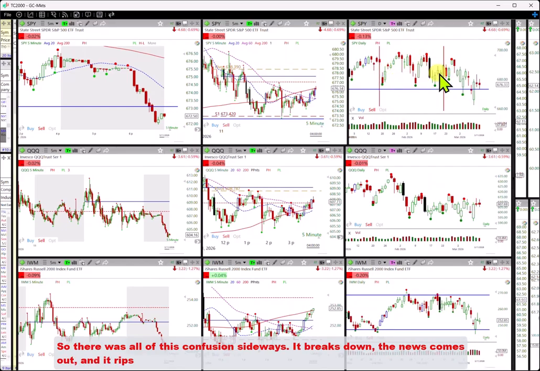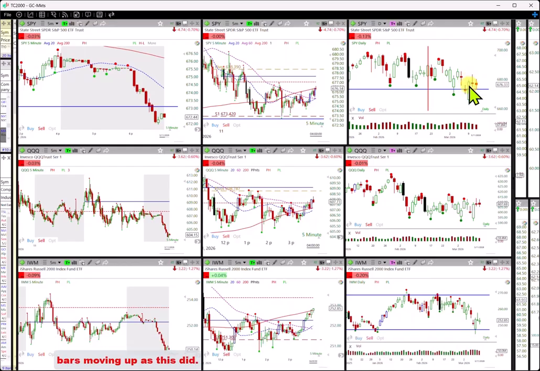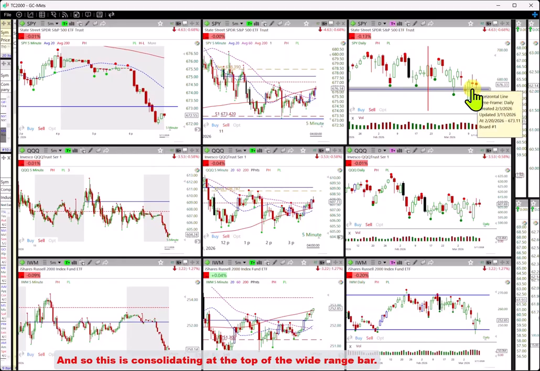So there was all of this confusion sideways. It breaks down, the news comes out, and it rips all the way back up into resistance, and we got the topping tail day before yesterday. So that does lead somewhat of a bias to maybe it could turn, but we have to respect wide range bars moving up as this did. And so this is consolidating at the top of the wide range bar. Qs are consolidating at the top of the wide range bar.